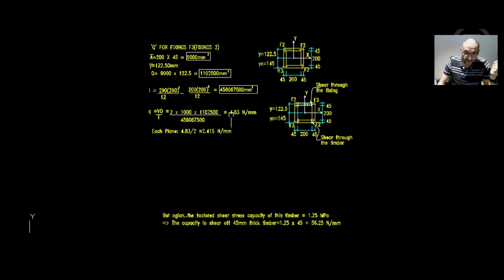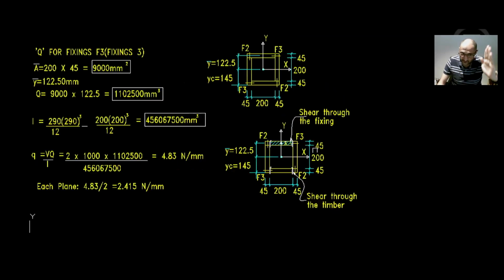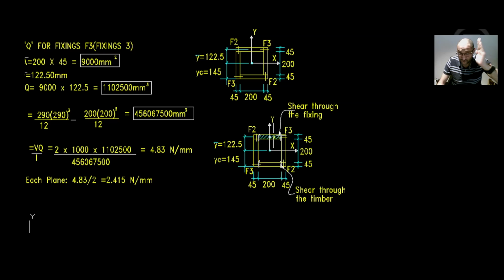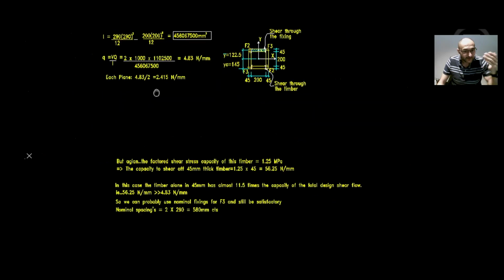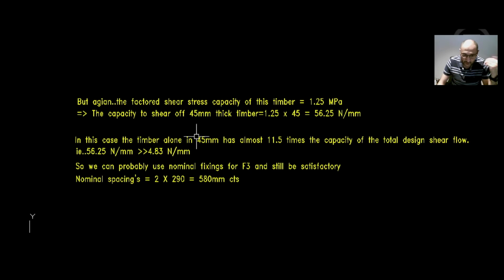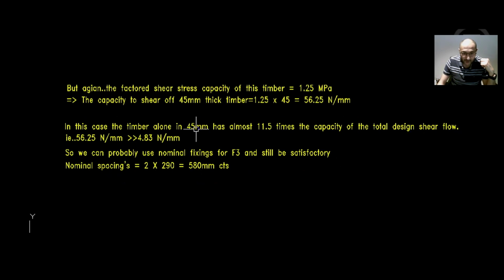But then again, because that vertical shear is going through the fixings and the timber itself, the shear stress capacity was given to us as 1.25 MPa. So 1.25 times the thickness of 45 will give us 56.25 Newton per millimeter. In this case, timber alone, in the 45 millimeter thick, has almost 11.5 times the capacity of the total design shear flow. So 56.25 is much greater than 4.83.